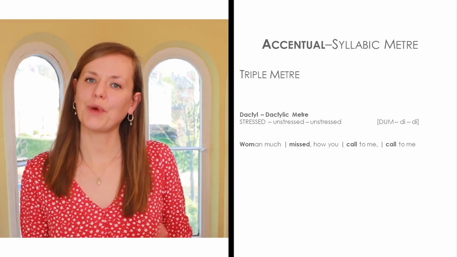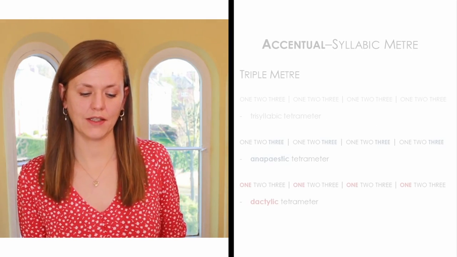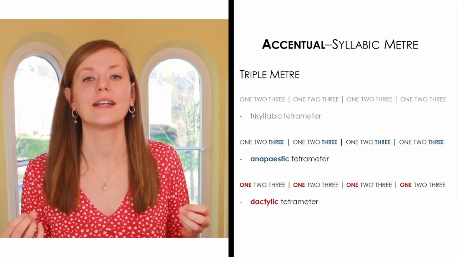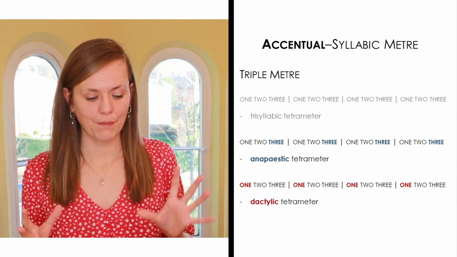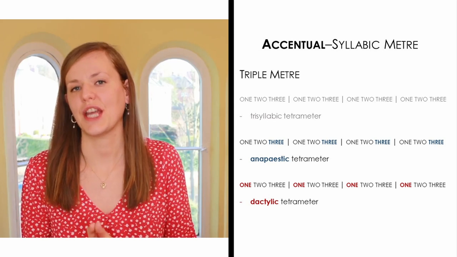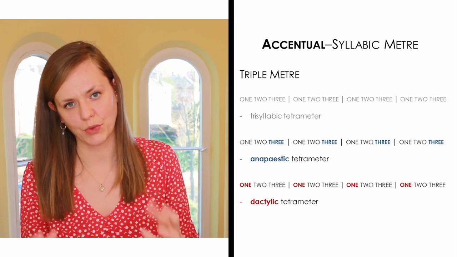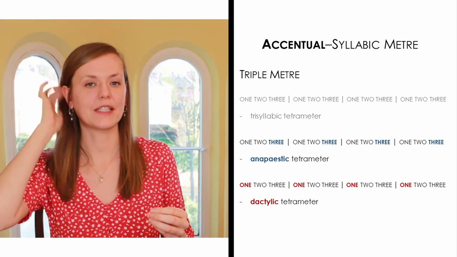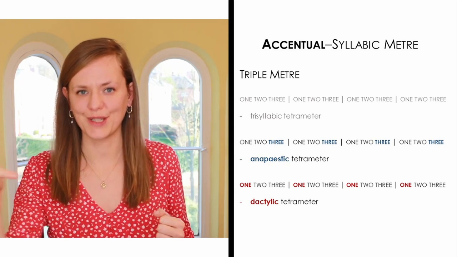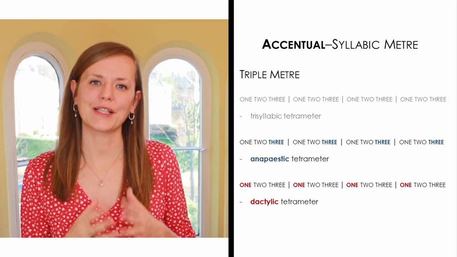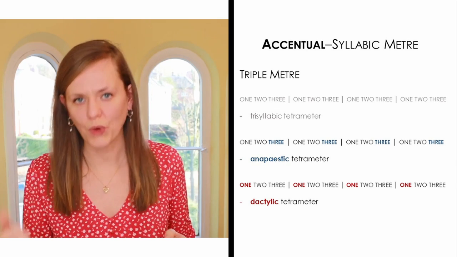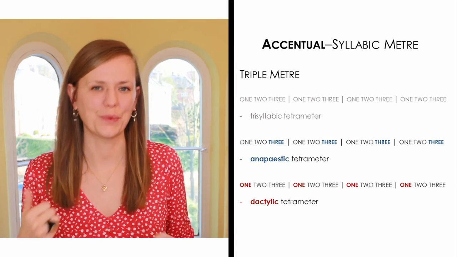The lines of Byron's and Hardy's are similar in that they are both trisyllabic tetrameters, but the stress, the accent, the emphasis is different in each. So Byron's was anapaestic tetrameter, 1, 2, 3, 1, 2, 3, 1, 2, 3, 1, 2, 3, whereas Hardy's was dactylic tetrameter. So 1, 2, 3, 1, 2, 3, 1, 2, 3, 1, 2, 3.